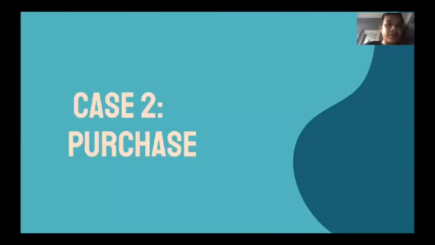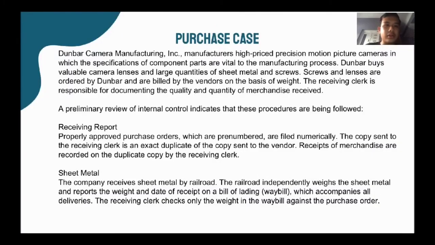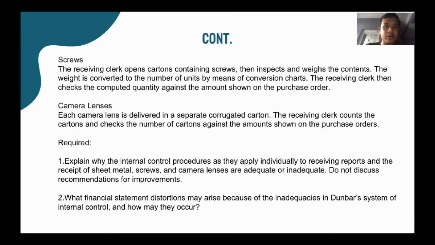Okay, case 2, which is the purchase case. This is the question for our purchase case. You can read it by yourself. Question 1 is to explain why the internal control procedures, as they apply individually to receiving reports and the receipt of sheet metal, screws, and camera lenses, are adequate or inadequate. Do not discuss recommendations for improvement. Second, what financial statement distortion may arise because of the inadequacy in Duba's system of internal control, and how may they occur?